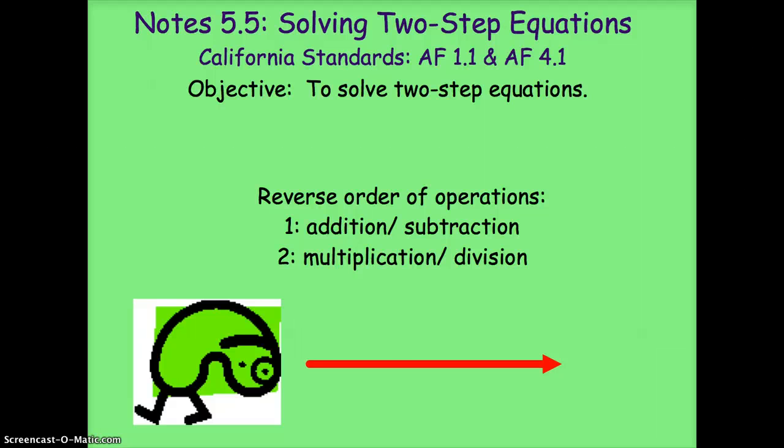How you're going to solve these two-step equations is you're going to do the inverse order of operations, which means you're going to switch it around. Normally we're using PEMDAS, and we end with multiplication, division, and then the final step is addition, subtraction. Today we're going to look at how we switch that around and we do addition, subtraction first and multiplication and division second. So you can see this little bean is walking backwards, and that's exactly what you're going to do.